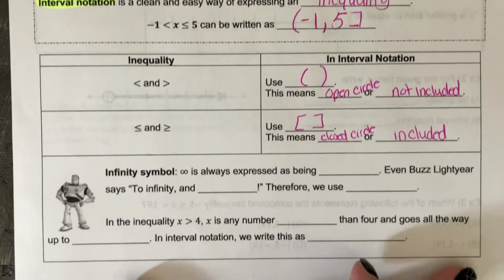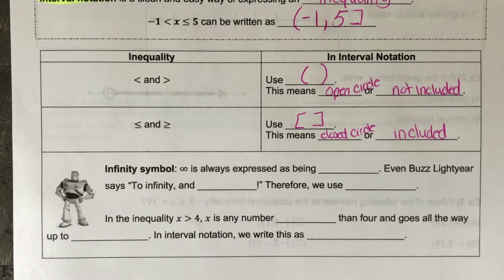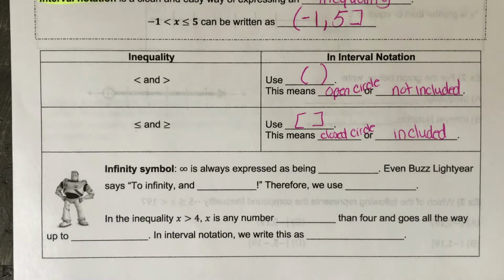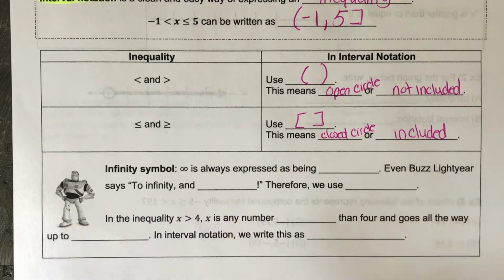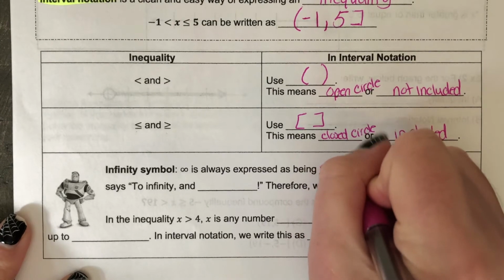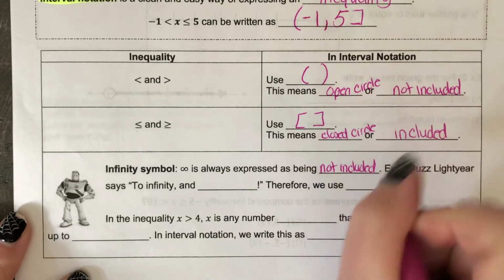And then underneath, the infinity symbol looks like this. It's like an 8 kind of sitting on its side. All right, infinity is always expressed as being not included. I have no idea what infinity is.